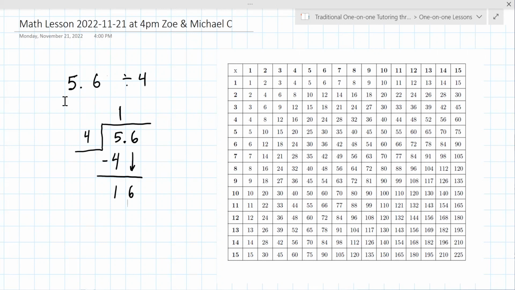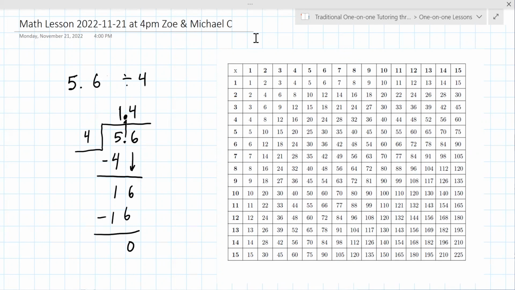Then you ask yourself, how many times does 4 go into 16? 4 times. 4 times 4 is 16. You subtract and you get 0. So we're always subtracting? Yes. Now the decimal has to come up to wherever it is located inside the house. It's got to be in the same position.